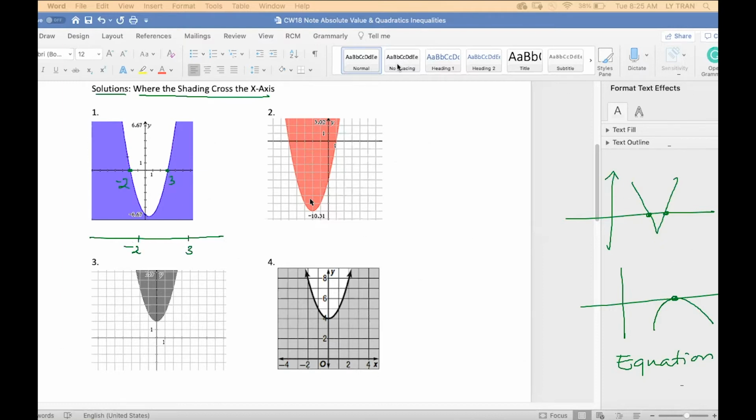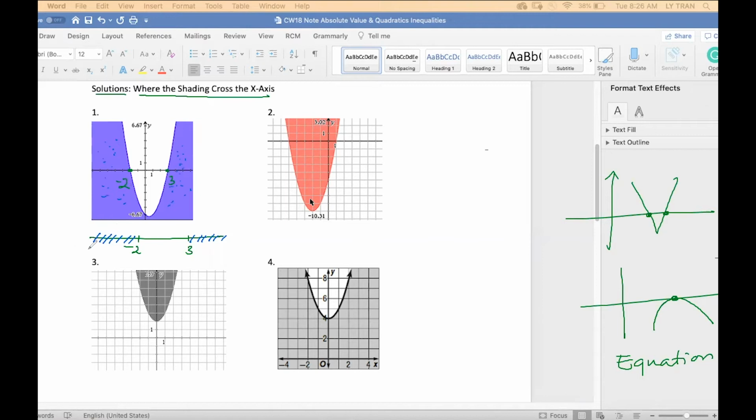So the first shading that I see starts from the left, from here to here. That's going to be my other shading, from 3 over here. Solutions are where it crosses the x-axis, so any points in here are your solution. When we look at the solution, we only look at the x-axis. So let's go ahead and write it down.